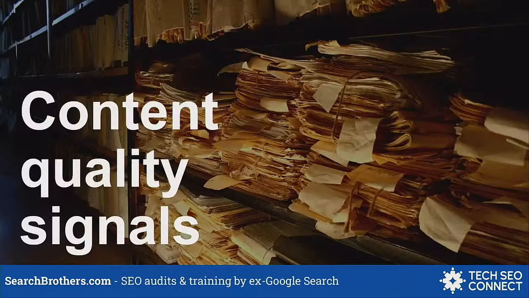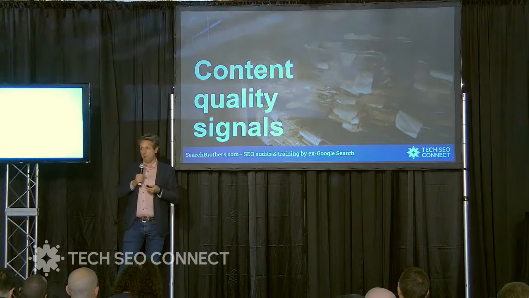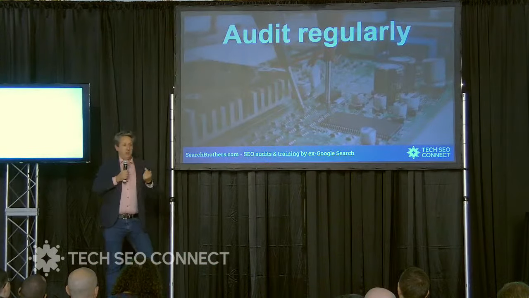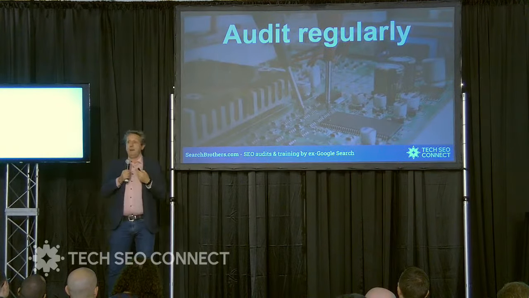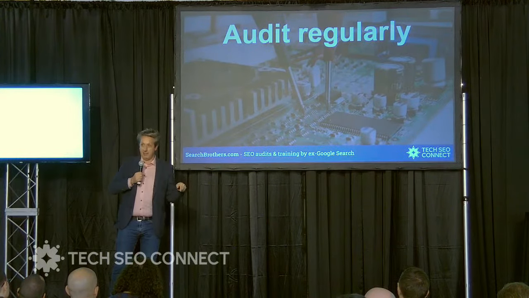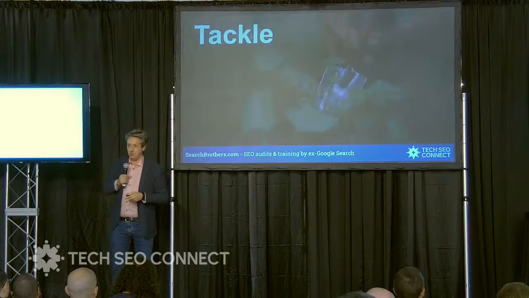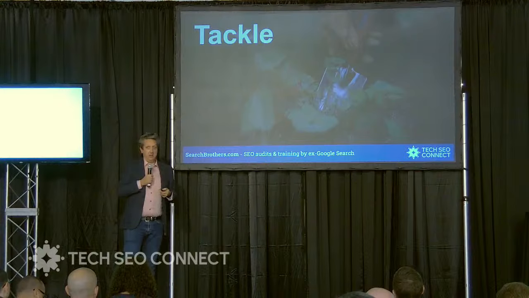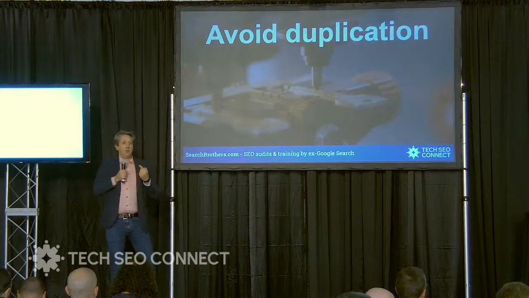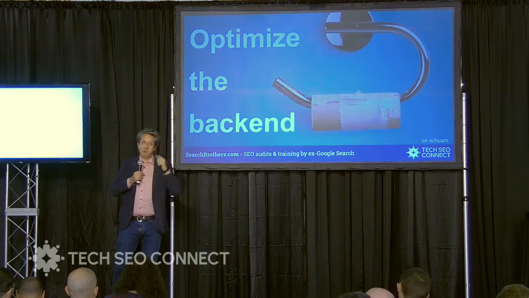Now, quick takeaways: content quality issues. We have a lot of them, especially in the cloud. We need to audit this regularly, and keep in mind, don't limit your audits to just the domain. Check outside that, especially when there are things happening like load balancers or CDNs and whatever. Tackle these issues then. Find a solution for it. Avoid the duplication and optimize the backend, please. Yeah? No one wants to be in this situation.